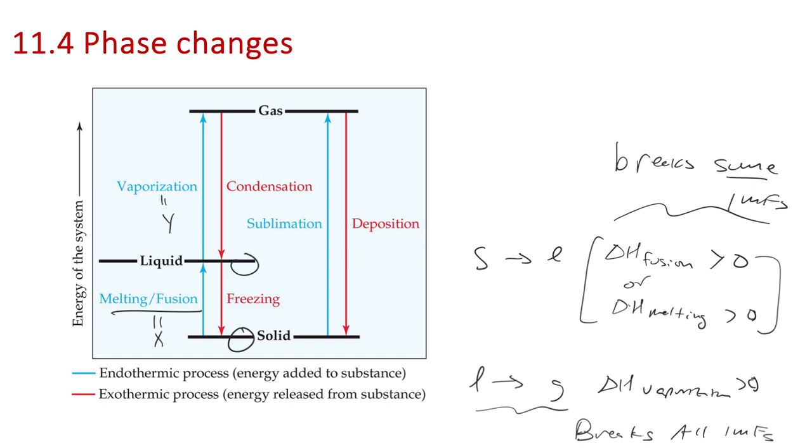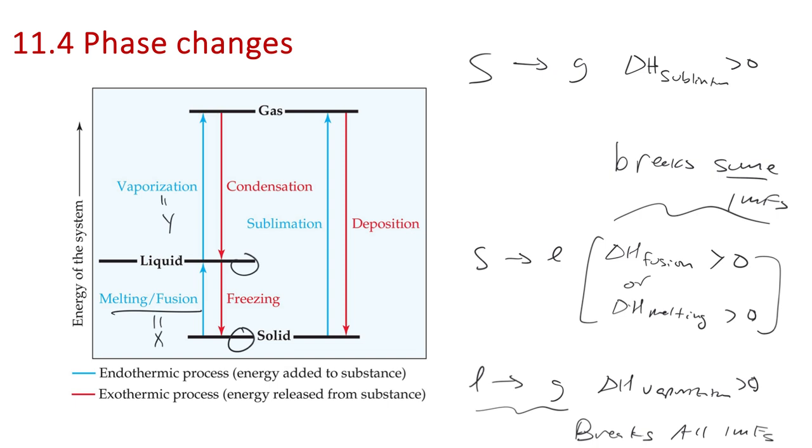Now you can also see the solid to gas transition. That's in the case of going directly from the solid phase to the gas phase. That process is sublimation. So we call that phase change delta H of sublimation. Of course, it has to be greater than 0 too. To go from solid to the gas phase, the substance has to absorb heat in the process.